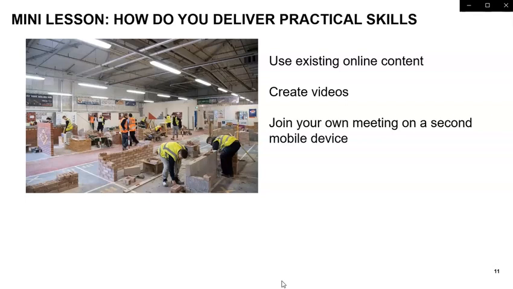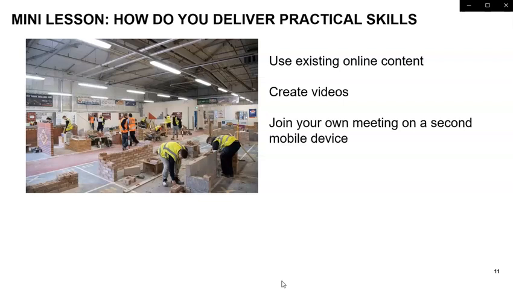So there are those options, or your organisation may have an area where you can upload videos and link to them anyway. And the final option is that you could join your own meeting on a second mobile device. In Zoom, if you have an iPad or an iPhone, you can actually use the share screen option and share your mobile device.